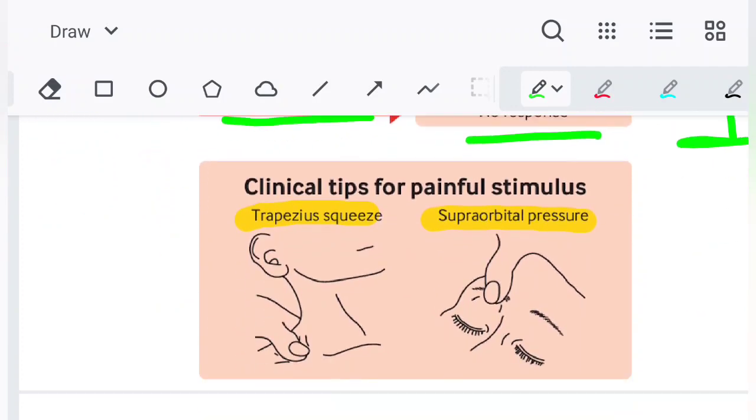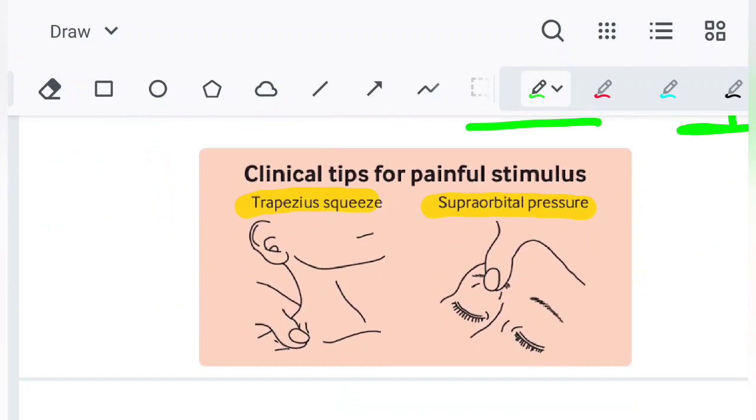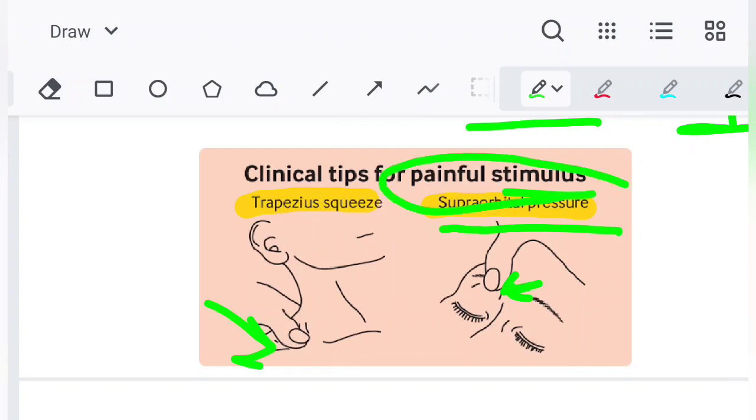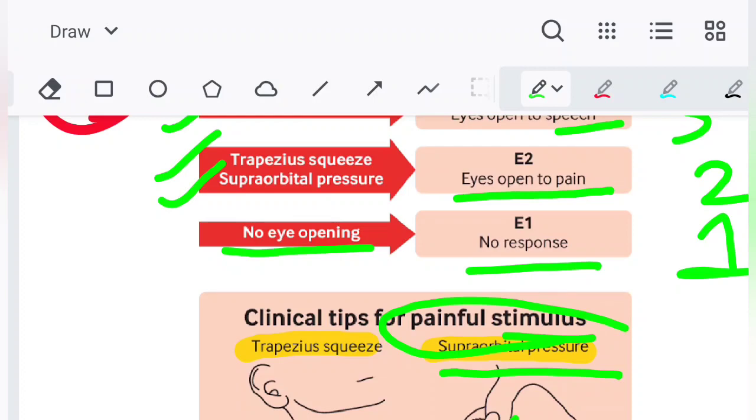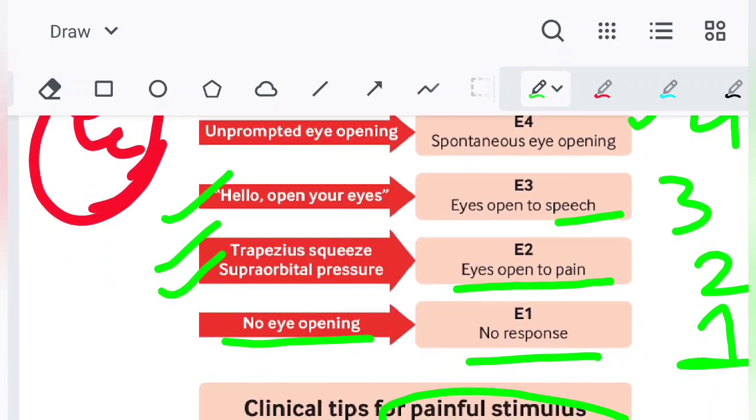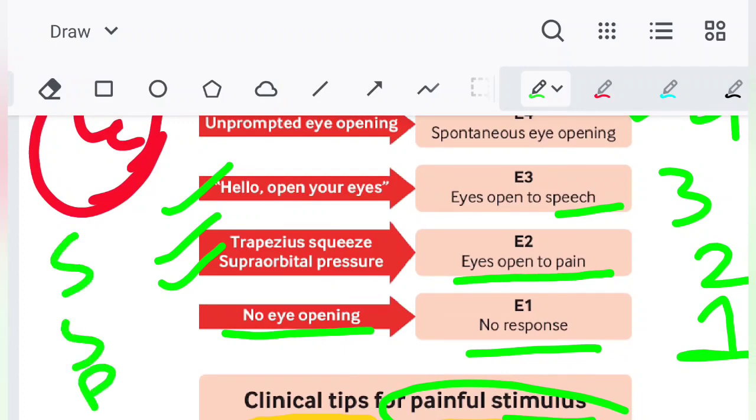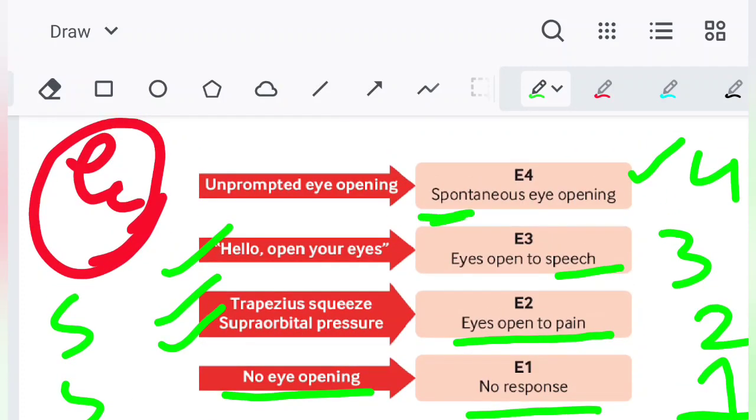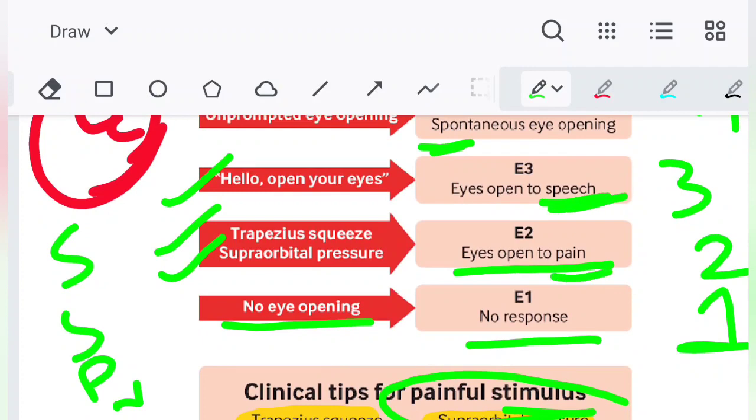So how do we give a trapezius squeeze or a supraorbital pressure? Here we give firm pressure on the trapezius muscle, or at the supraorbital region. So these are the two painful stimuli given for eye opening. So what was our mnemonic for this? For E it was SSPN, right? So first is spontaneous, then to speech, then to pain, and the last is no response, or nil.